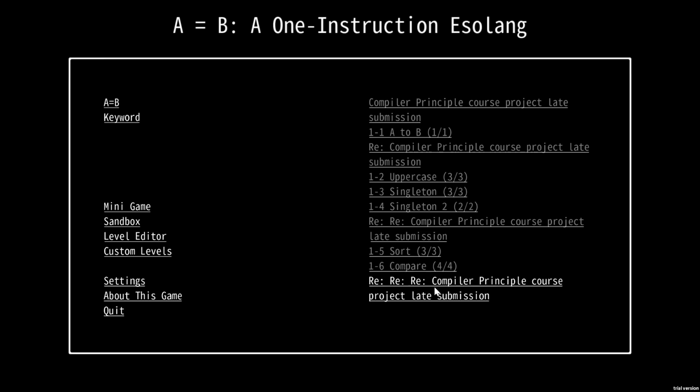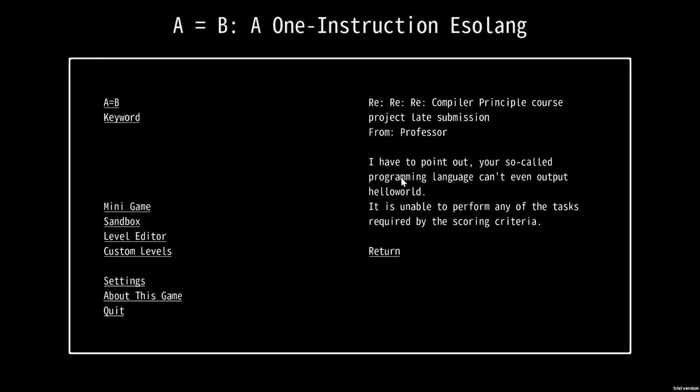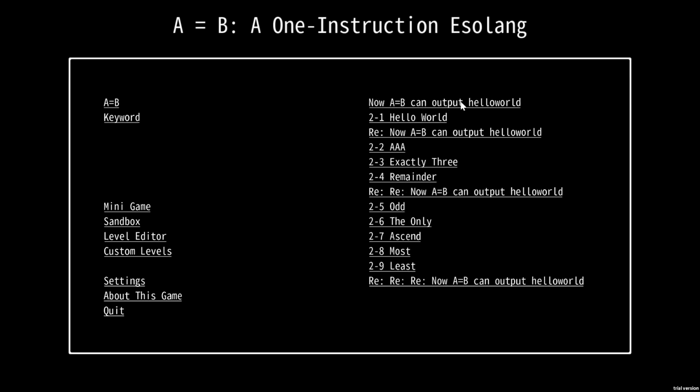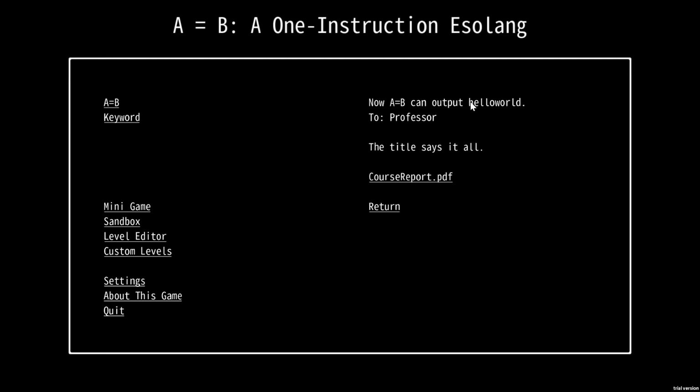Now we can go to the response here. I have to point out, your so-called programming language can't even output hello world. It is unable to perform any of the tasks required by the scoring criteria. We're gonna prove him wrong, aren't we? Now A equals B can output hello world. The title says it all. Okay, I might have to read this one.